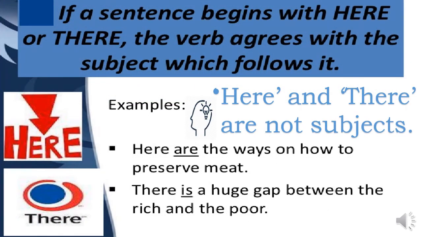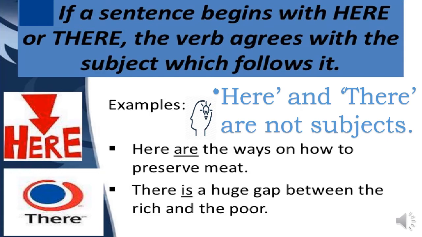Then if a sentence begins with here or there, the verb agrees with the subject which follows it. So examples, here and there are not subjects, that is to be noted. So we have to look into the noun which is followed after the verb.